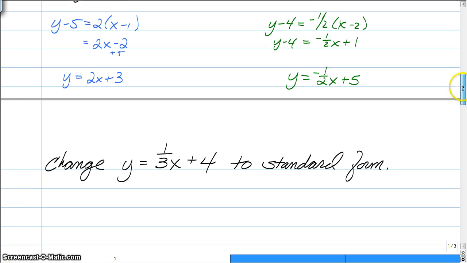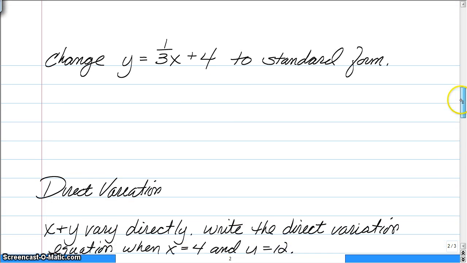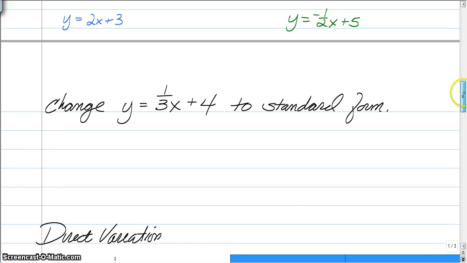Okay. Moving along. There's no real easy way to just take a problem and write it straight into standard form. Usually, the only way we write in standard form is if it's straight from a word problem, or if we are actually converting an equation into standard form.